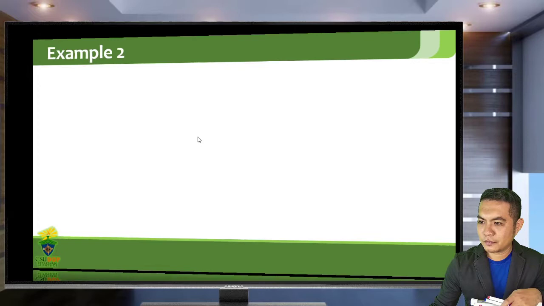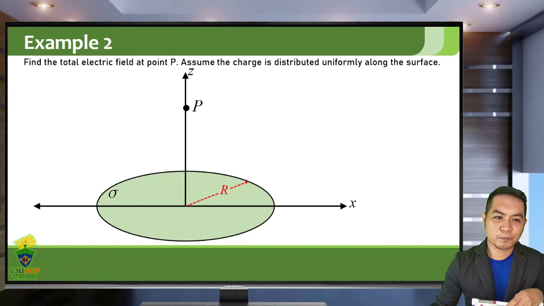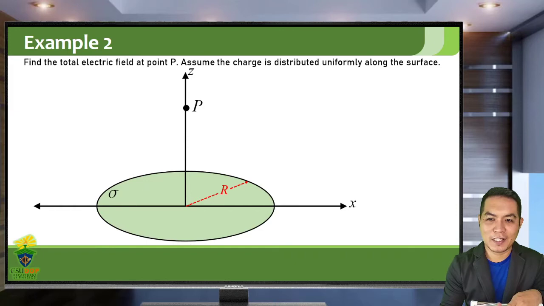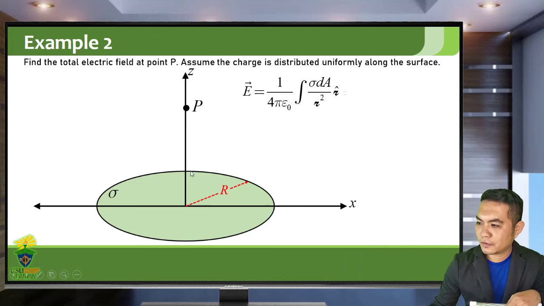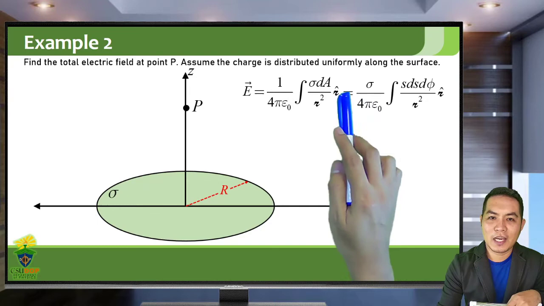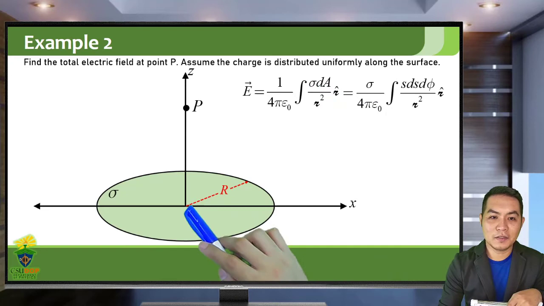So let's have another example, which is a surface charge distribution. And again, sigma here is a uniform surface charge density. It's a constant. So we use the same equation, but we replace dq again by sigma dA. Since sigma is constant, we take it out of the integral, and our differential area here, since this is just a circle of radius R, is s ds d phi.